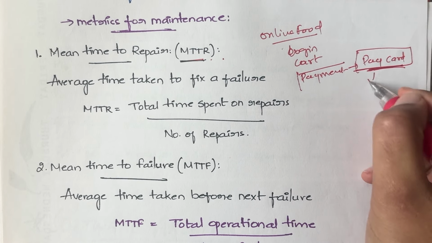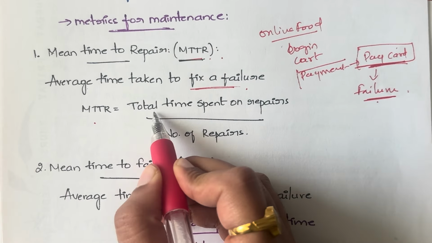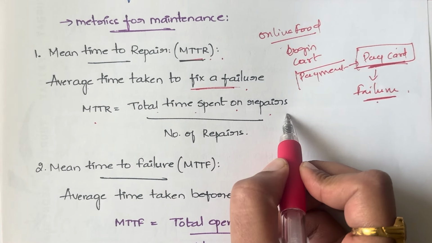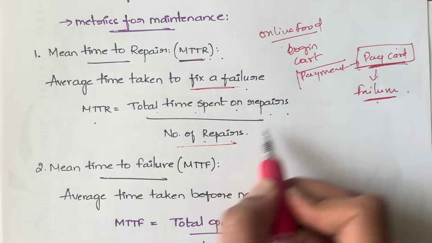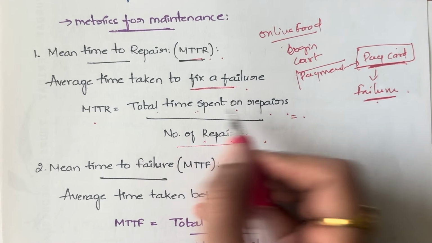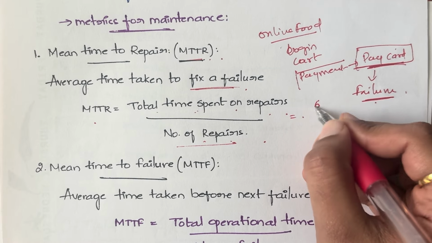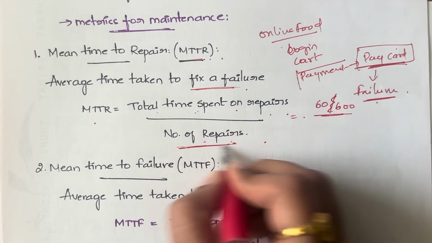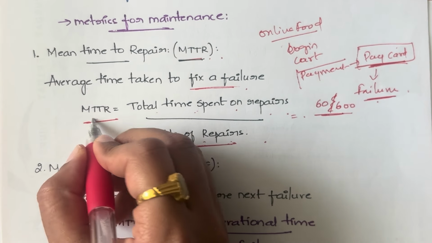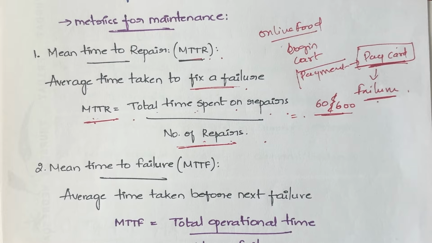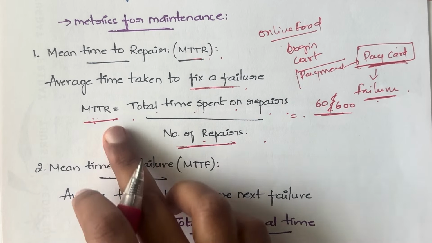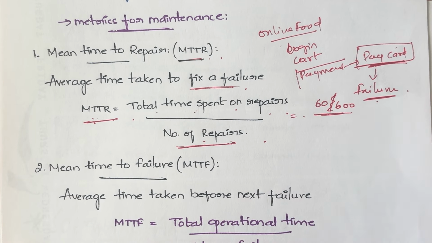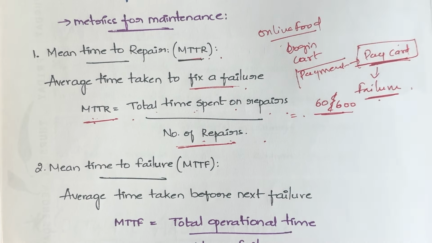To repair this, how much time do you have to spend to fix this failure? And how do you calculate that? You divide the total time spent on repairs by the number of repairs. Total how much time you spent, like 60 minutes, or 600 minutes, or whatever it is, divided by how many repairs you fixed. That is the MTTR, mean time to repair. That means if there is a failure or a bug in the system, this much time it will take on average. That's how you calculate the mean time to repair.